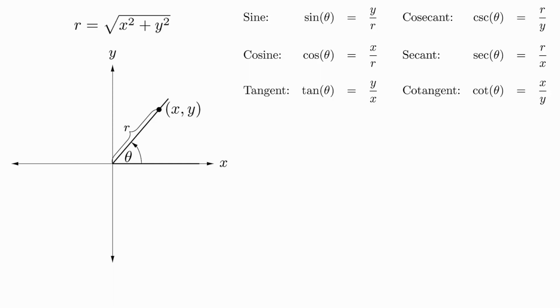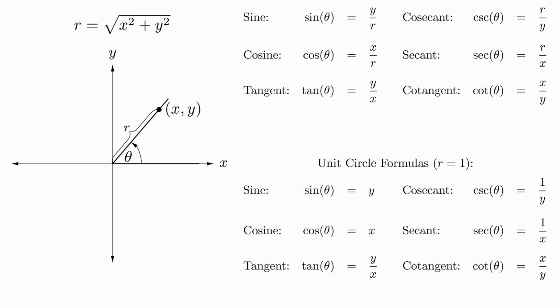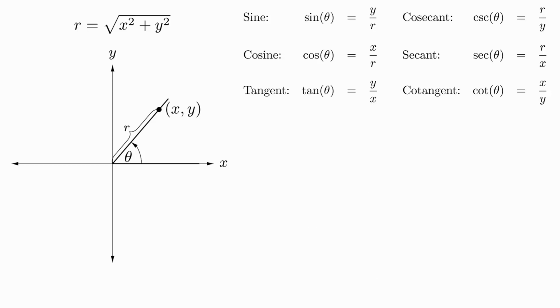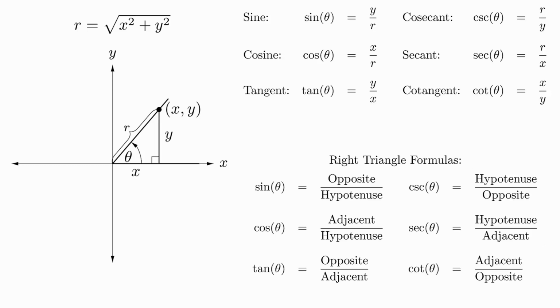Notice that r is equal to the square root of x squared plus y squared. Notice how similar these are to the original equations from the unit circle. In fact, if r equals 1, then we get exactly the same formulas back again. Furthermore, if the point is in the first quadrant, then we can draw a right triangle like this, and use the triangle definitions and see that everything matches up perfectly. Later on, we'll see how to connect these ideas to triangles in all 4 quadrants.